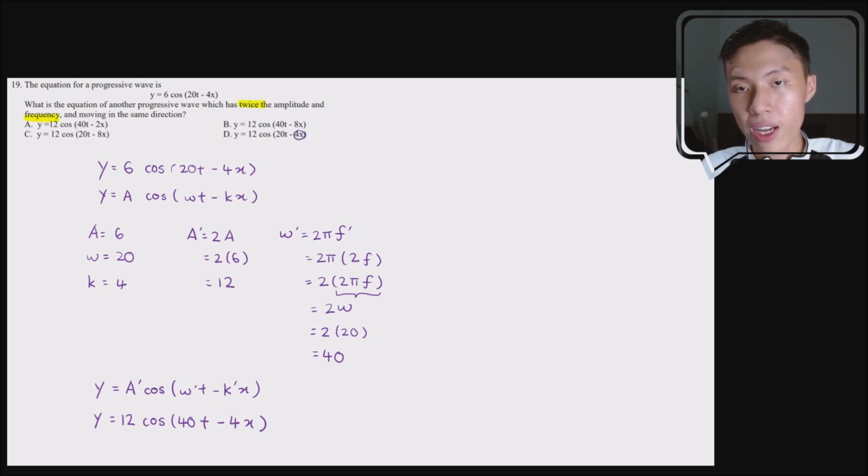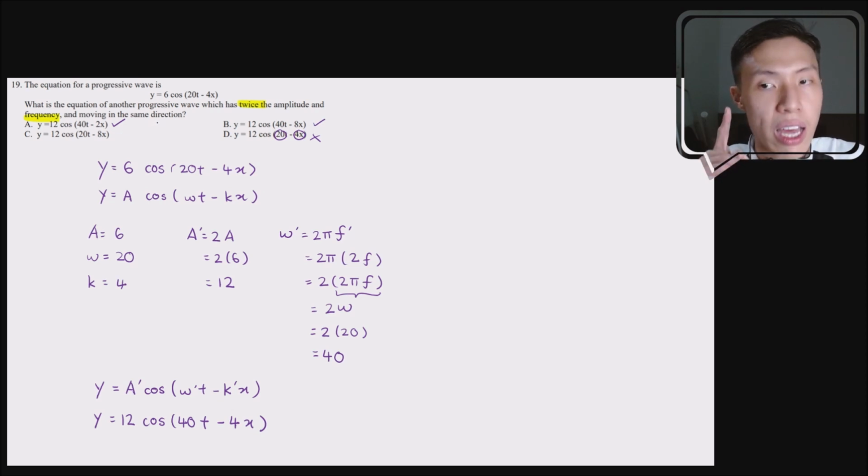If you want 4x, then it has to be 20t. This is wrong also. So your answer has 40, so it must be either this or this. But both of them do not have 4x. So something is wrong here, meaning the wave number will have to change as well.